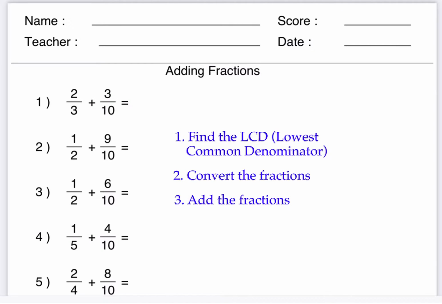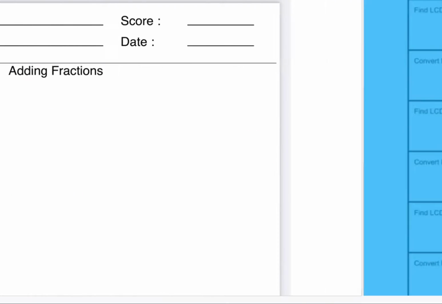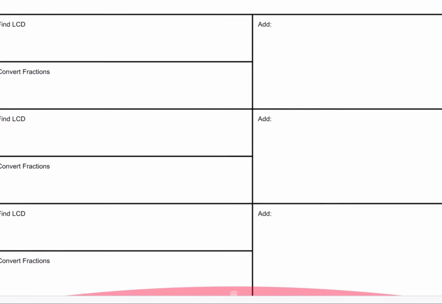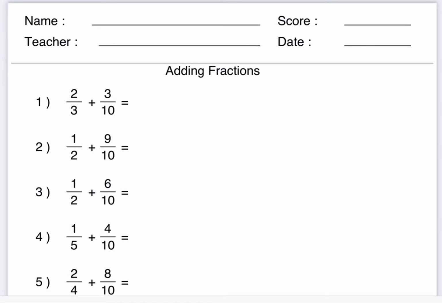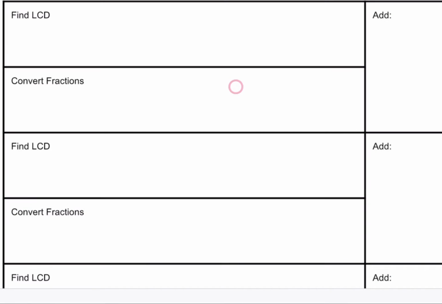In order to do this, I've created a template that I want you guys to use. So this is the template right here. The first thing we're going to do is look at our denominators. What are our two denominators? We've got a 3 and a 10. So we're going to go back here and write a 3 here and a 10 here.